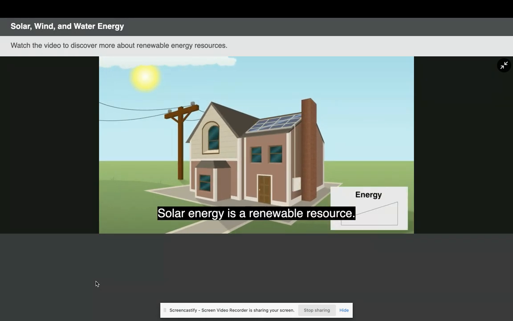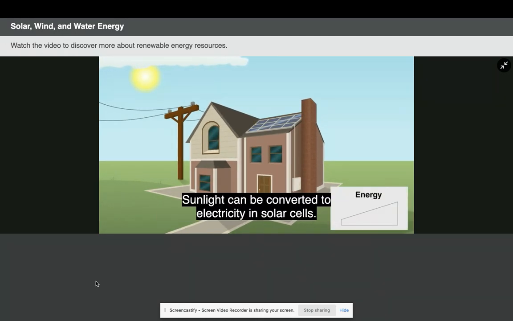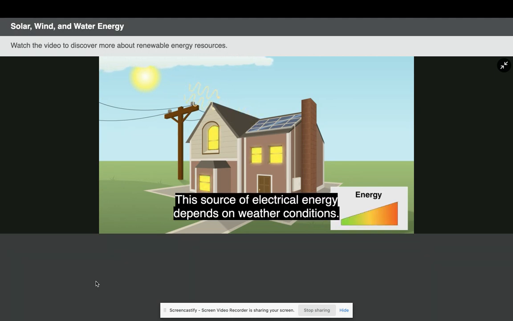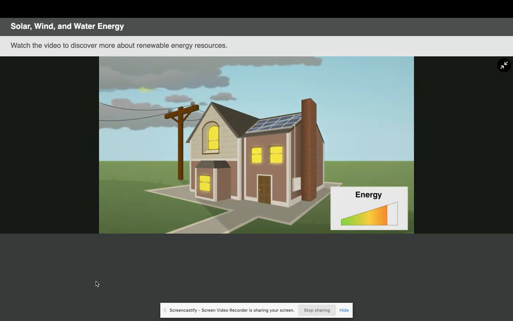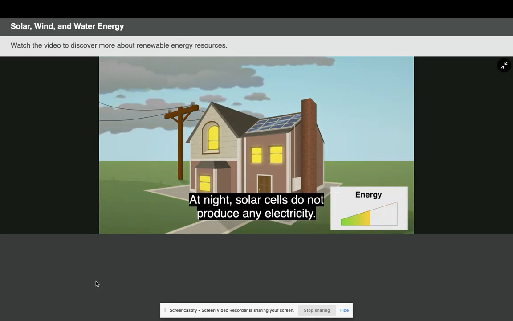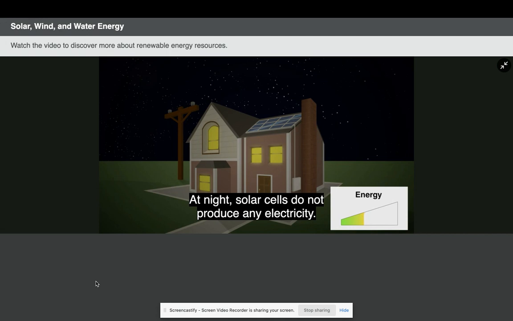Solar energy is a renewable resource. Sunlight can be converted to electricity in solar cells. This source of electrical energy depends on weather conditions. More electricity can be produced on sunny days than on cloudy days. At night, solar cells do not produce any electricity. The house will get its electricity from another source.